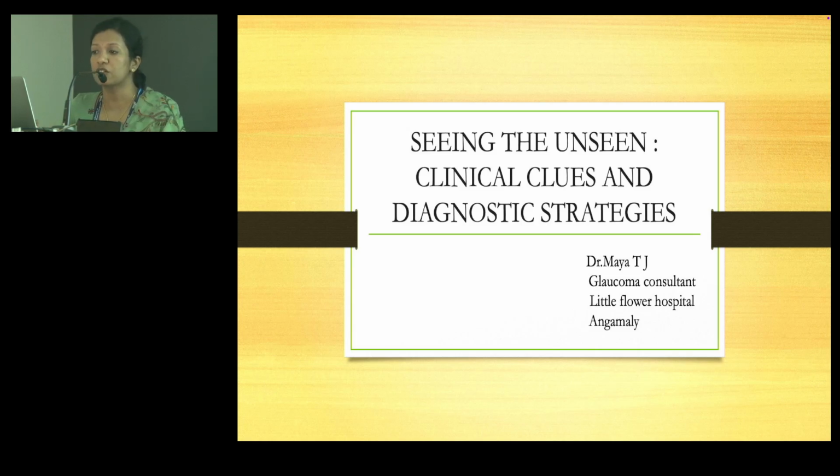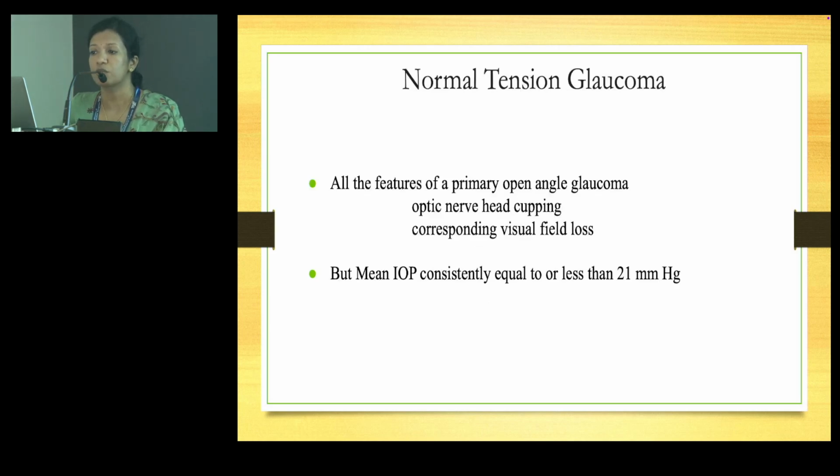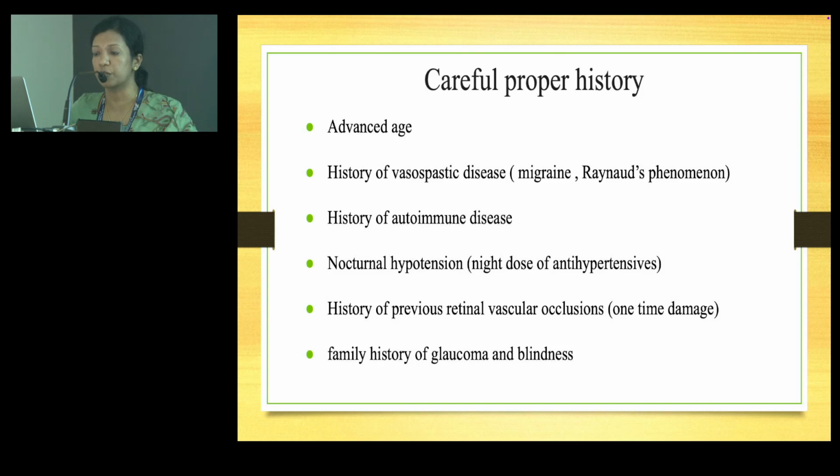I'll be presenting on Seeing the Unseen, Clinical Clues and Diagnostic Strategies of Normal Tension Glaucoma. I'll be explaining in this format. Normal tension glaucoma has all the features of a primary open-angle glaucoma with optic nerve head cupping, corresponding visual field loss, but mean intraocular pressure consistently equal to or less than 21 millimeters of mercury.